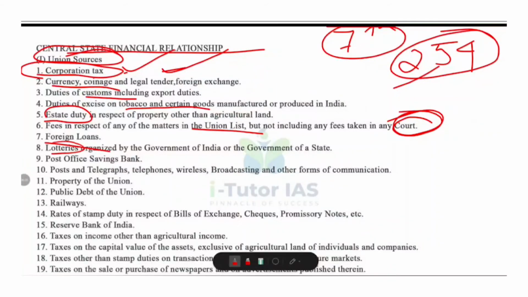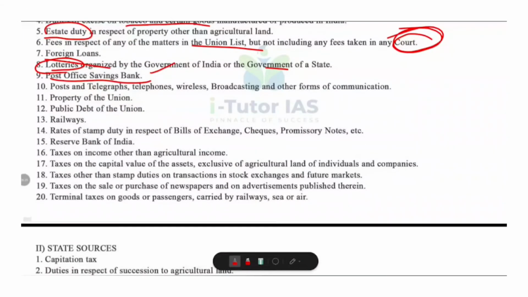Then lotteries. Lotteries managed by the central government and state government, both are revenue for the union government. Then post office saving banks. Revenue earned through postal banking services are called post office saving banks. Then post, telegraphs and communication. It includes telegraph, telephone, wireless communication, then broadcasting, for example Doordarshan and so on.